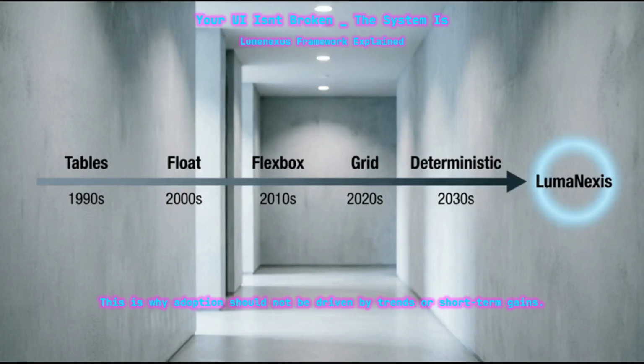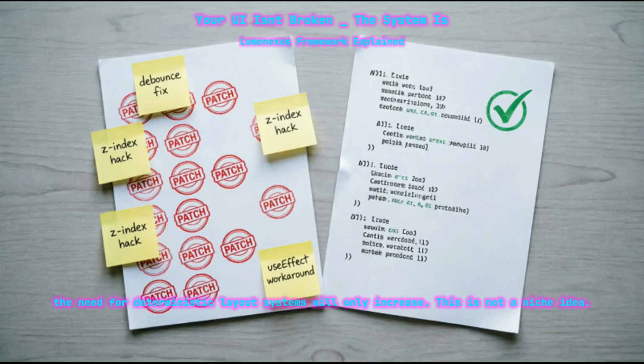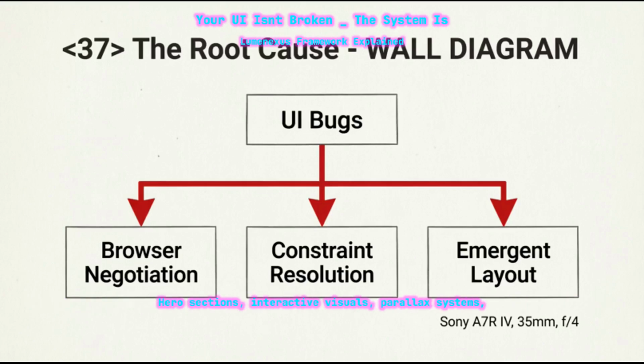This is why adoption should not be driven by trends or short-term gains. It should happen because this is a more correct model for building modern interfaces. As applications become more dynamic, more visual, and more performance-sensitive, the need for deterministic layout systems will only increase. This is not a niche idea. It is a direction. The Lumenexus framework excels in areas where instability is most visible. Hero sections, interactive visuals, parallax systems, application-style interfaces, and any environment where precision and performance matter. These are the areas where traditional layout systems struggle the most, and where FVLA provides immediate, tangible improvements.